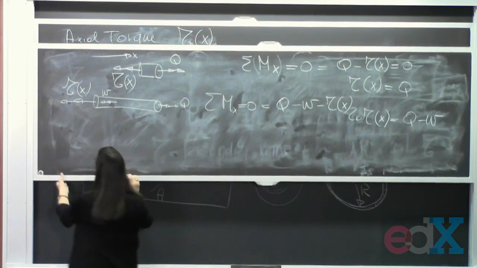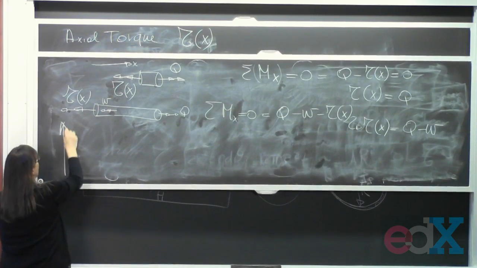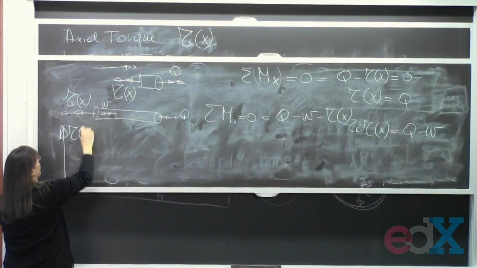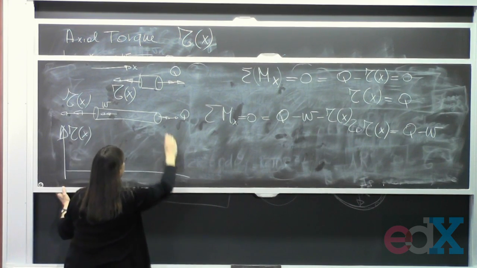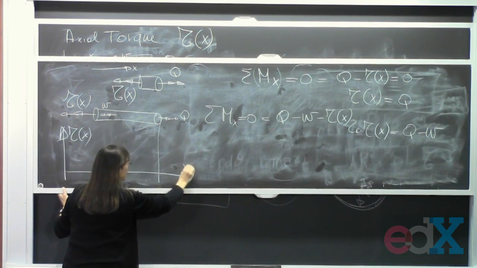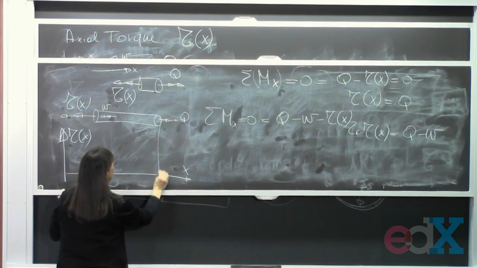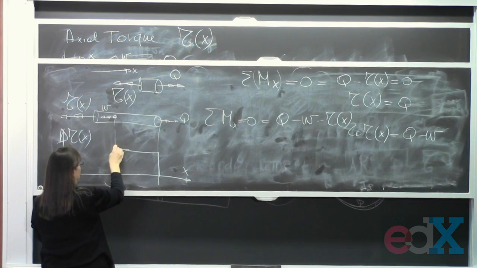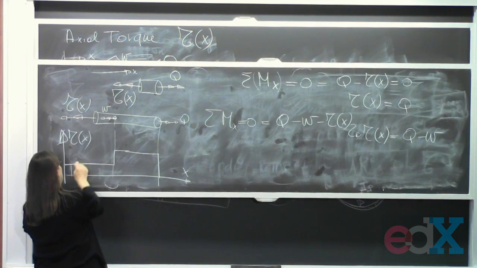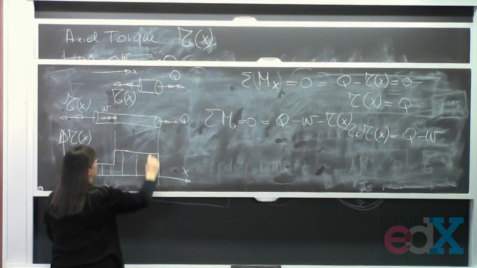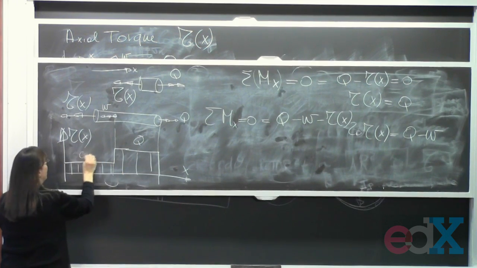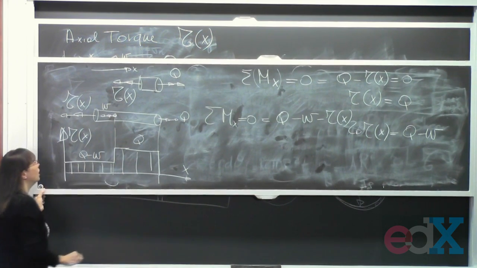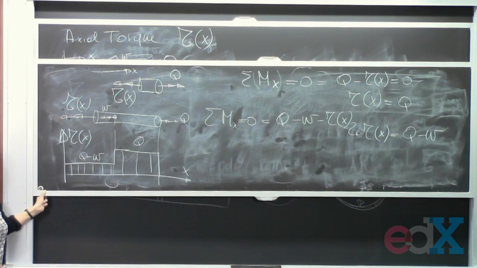Absolutely beautiful. Guess what I do now? I do an axial torque diagram, T of x. Boom. X. I come up here, I get Q all the way up to when I hit W. I go down by W. In this area here, I'm going to have Q. In this area here, I'm going to have Q minus W. And my axial torque diagram is done.